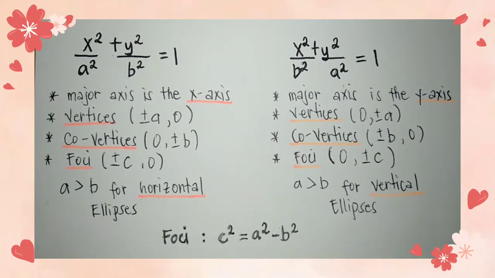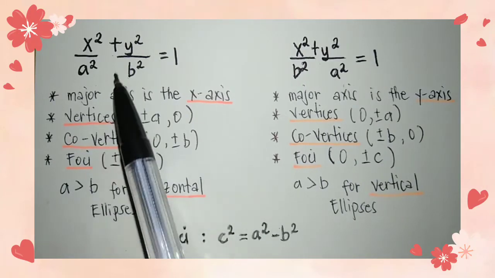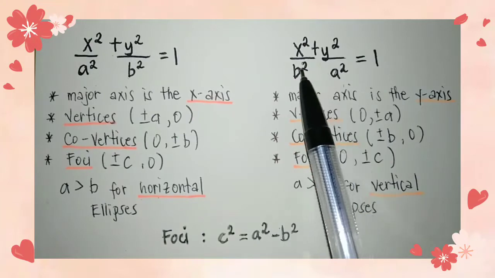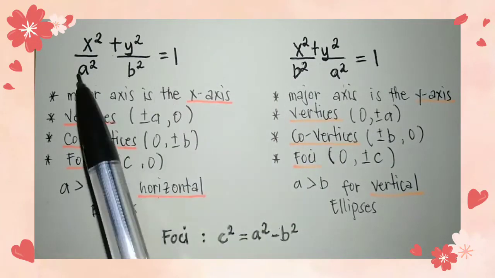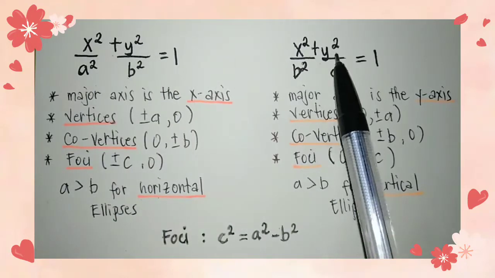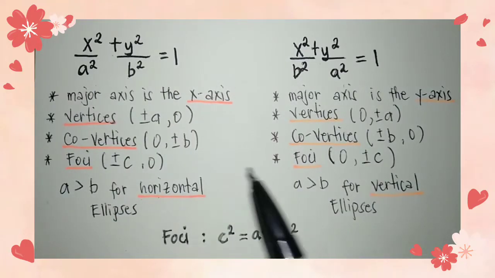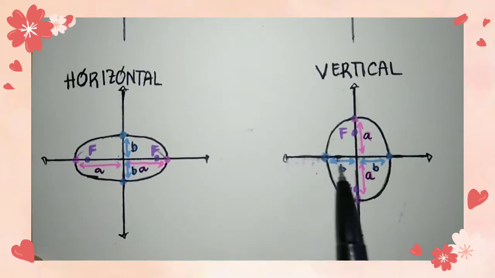Always remember, A is greater than B. Once you see which denominator is greater, that is always A, and where it is located determines whether the ellipse is horizontal or vertical. We can find the measurement of our foci using C squared is equal to A squared minus B squared.